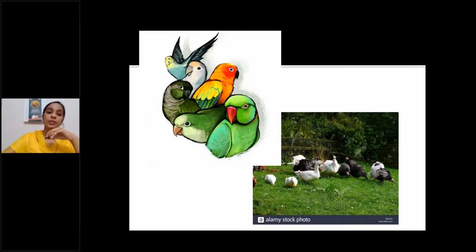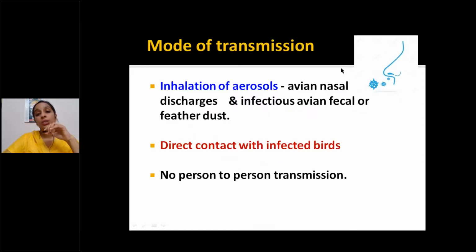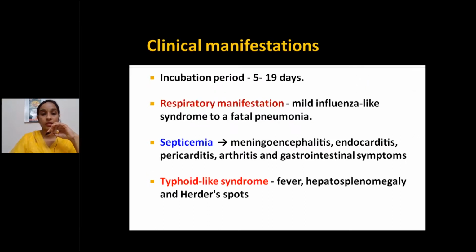Next, mode of transmission is by inhalation of aerosols from avian nasal discharges or infectious avian fecal or feather dust. These are the different modes of transmission. Direct contact with infected birds also leads to transmission. There is no person-to-person transmission, only through inhalation of aerosols.